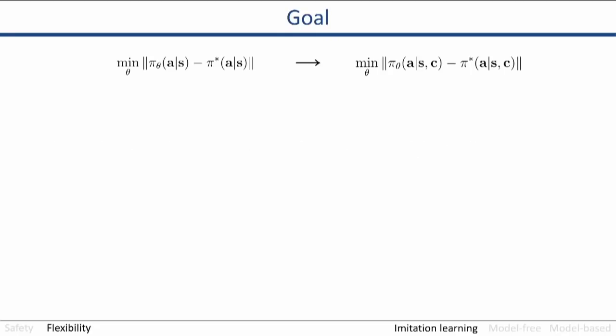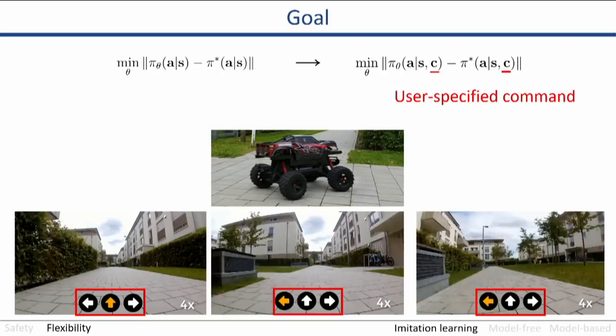The goal is pretty simple. Normally, when you do imitation learning, you try to learn a policy that takes as input state and outputs actions, and you want it to be as similar as possible to an expert pi star. Now, the problem statement is that they also want to take as input a user-specified command. This command might be to go straight, go left, go right, and have it still imitate the expert while going where the human wants it to.